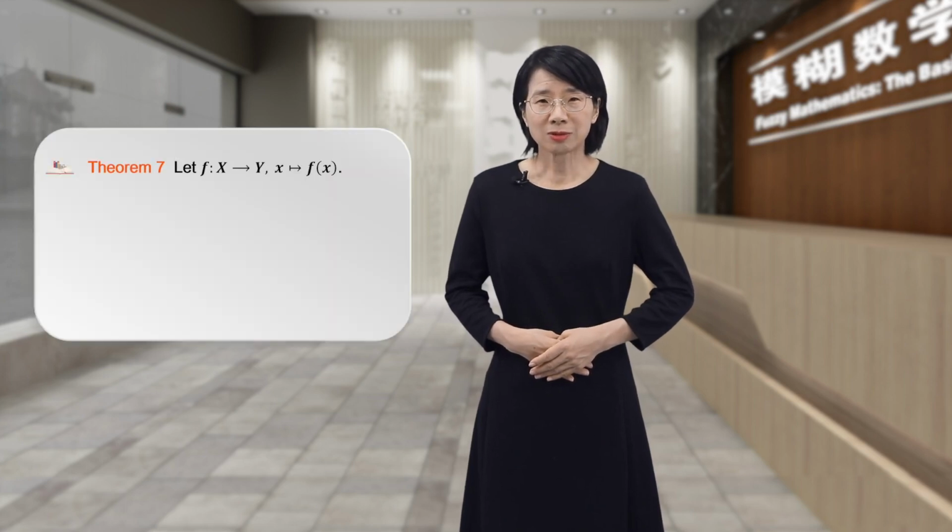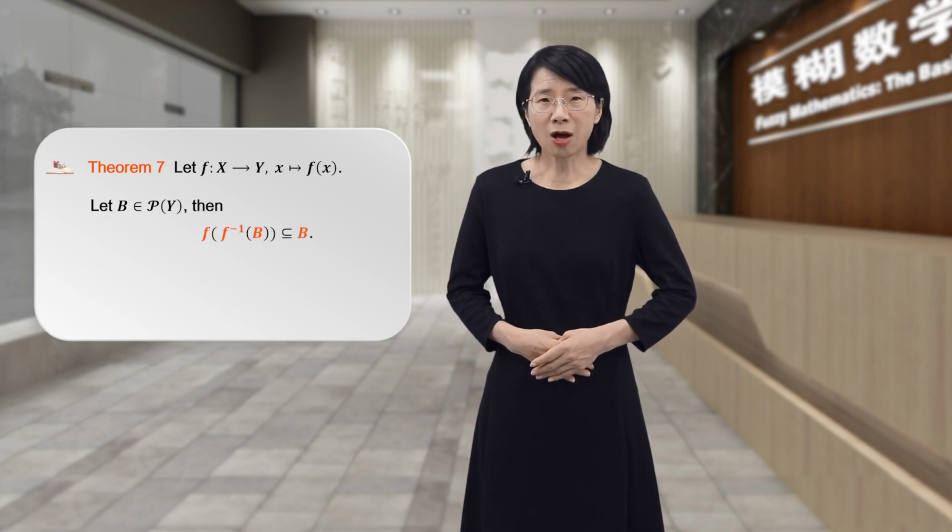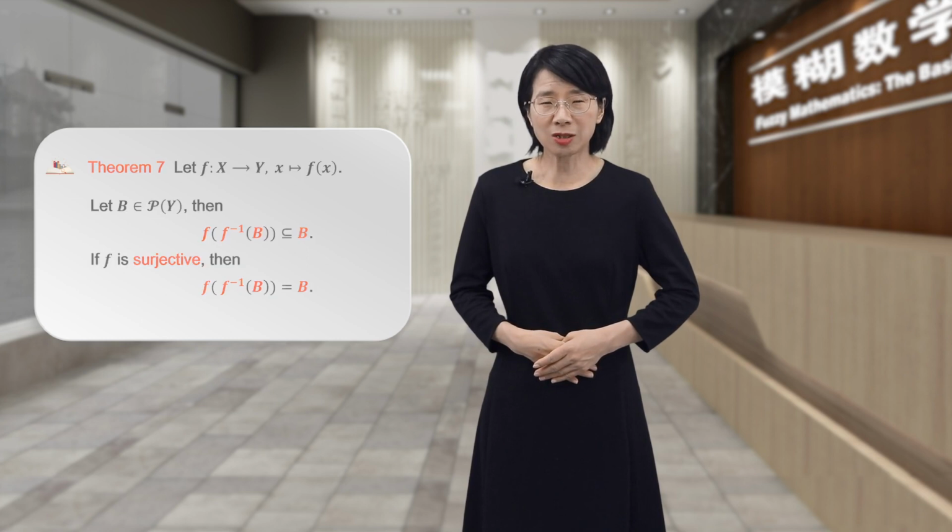Theorem 7. Let B be a subset of Y. Then the image of the preimage of B is a subset of B. If f is surjective, then the image of the preimage of B equals B.